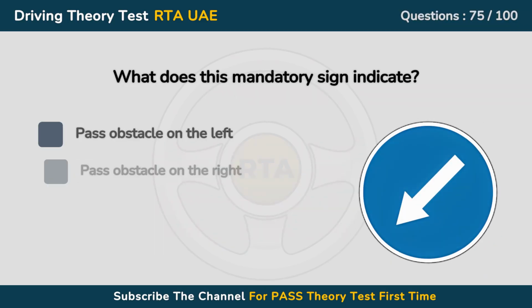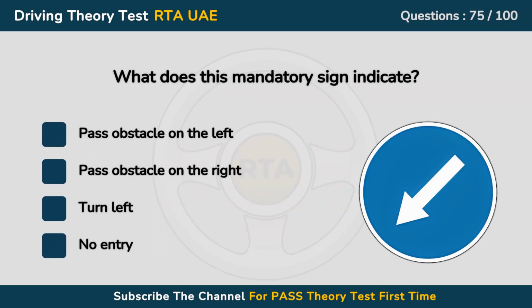Question 75. What does this mandatory sign indicate? A. Pass obstacle on the left. B. Pass obstacle on the right. C. Turn left. D. No entry.